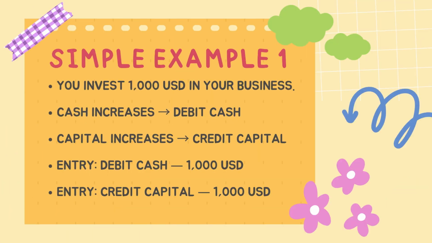Let's look at a simple example. Imagine you start a business and you invest $1,000 cash into it. Two things happen here. First, the business receives cash, so cash increases. Cash is an asset, so we debit cash. Second, the owner's capital also increases. Capital goes on the credit side, so we credit capital. So the entry will be debit cash by $1,000 and credit capital by $1,000.